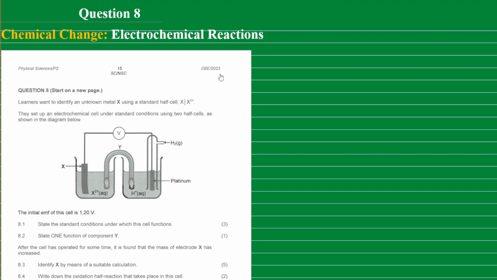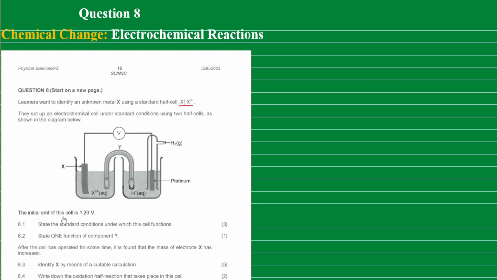Welcome to this tutorial. In this question, we have a section based on electrochemical reactions, question 8. The question reads as follows. Learners want to identify an unknown metal X using a standard half cell, and this is the cell notation for the standard half cell. They set up an electrochemical cell under standard conditions using two half cells as shown in the diagram. We are given the diagram here.